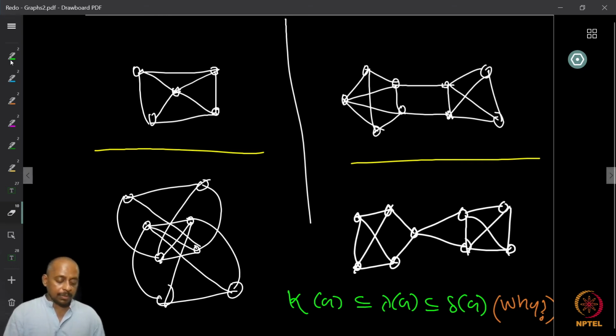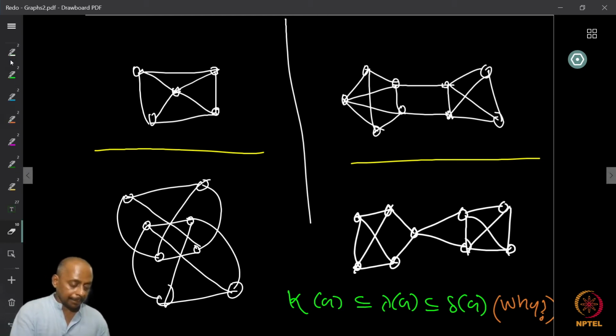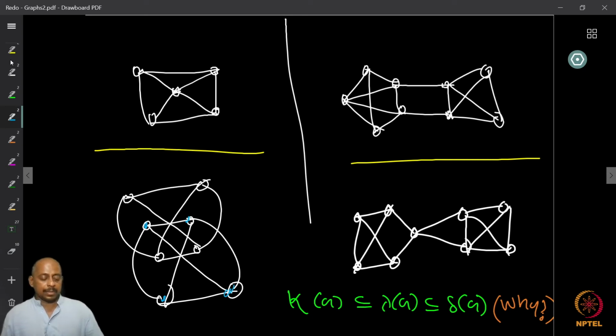If I remove these 2 cross edges, then you will see that the graph is actually disconnected. There are these 2 parts which are superimposed, and there are no edges connecting the blue vertices to the other remaining vertices. So the graph is 2 connected.